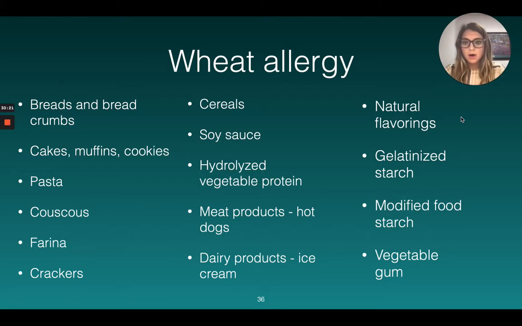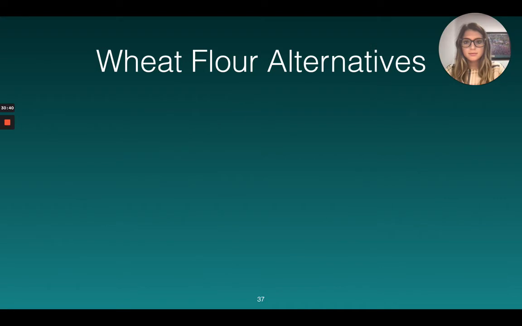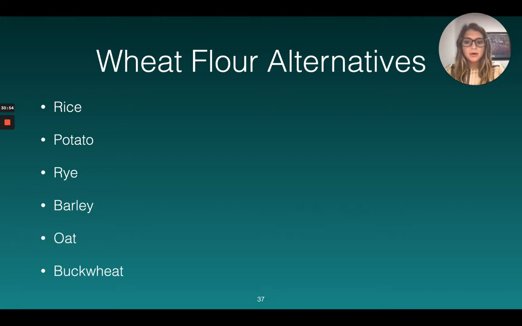Nowadays, thankfully, there are a lot of alternatives to food components that are made without wheat. So potato and rice are typically going to be the two main alternatives that products are now made with, in order to not have wheat a part of them. So like I said, the wheat flour alternative. So individuals can consume products that are made with wheat flour alternatives, and those are going to be rice, potato, rye, barley, and oats. And buckwheat.